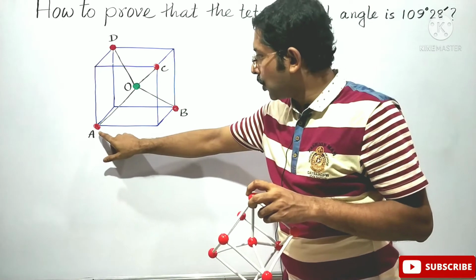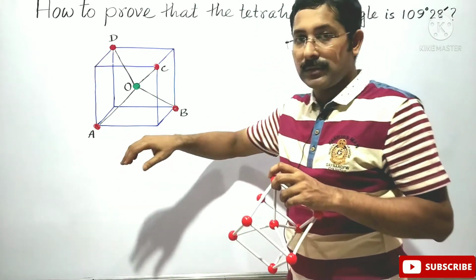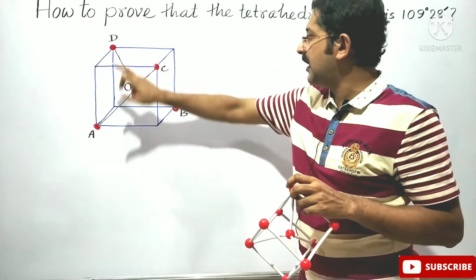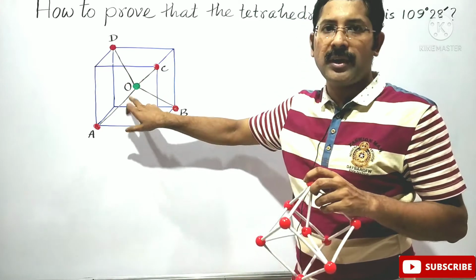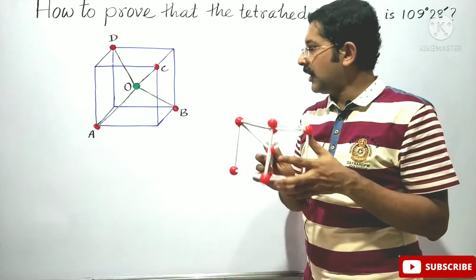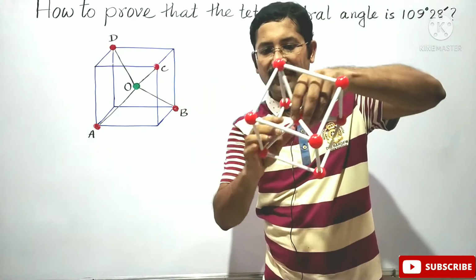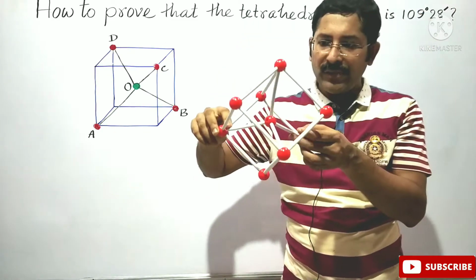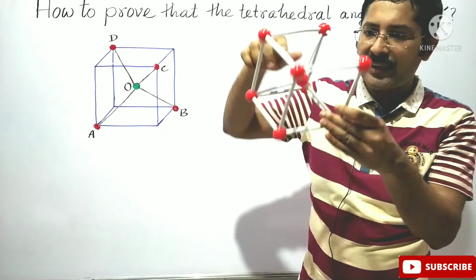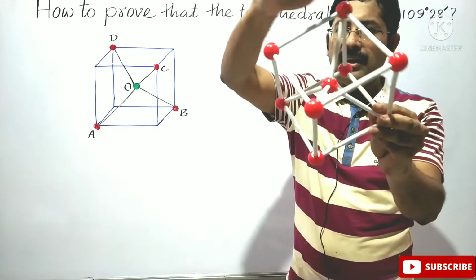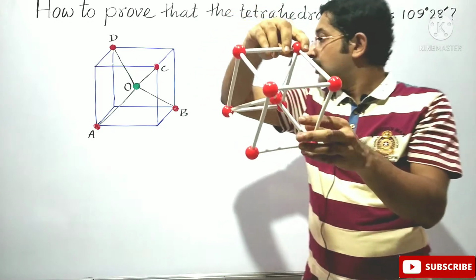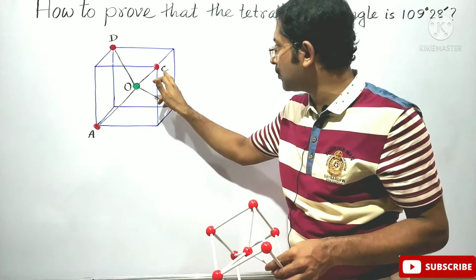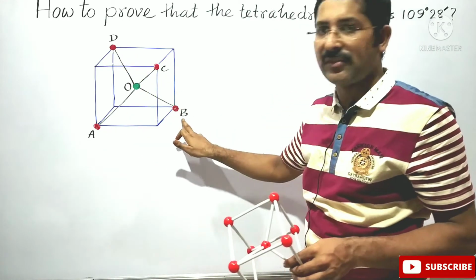Okay, and the vertices of the tetrahedron are designated by A, B, C and D, and O is the central atom of the tetrahedron. Okay, right? So now we have to find this angle. This is the tetrahedral angle. We have to find, look at here, this angle. We can see from any angle. This one is the tetrahedral angle. This one is the tetrahedral angle. This one is the tetrahedral angle, and so on. So we have to find this tetrahedral angle, that is COD or COB or AOB, etc.